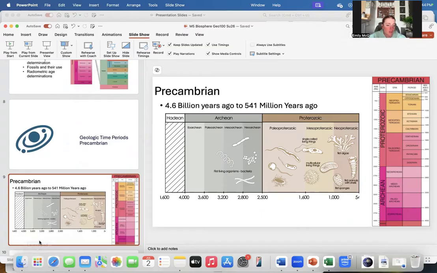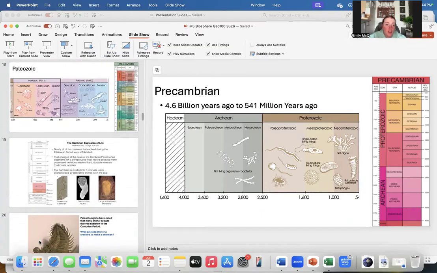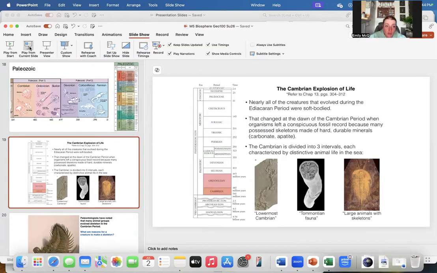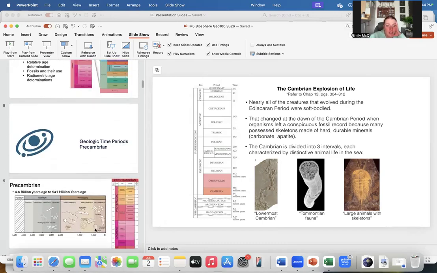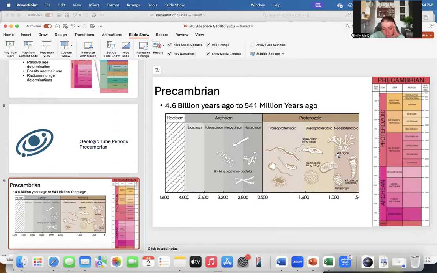Sorry, I don't want to scroll through all of that again. We saw a lot of soft-bodied organisms. This is where organisms first started out. The other thing to note in the Precambrian is that because many of them were soft-bodied, it was difficult for them to remain as part of the fossil record, right? Soft-bodied organisms tend to just decompose away.